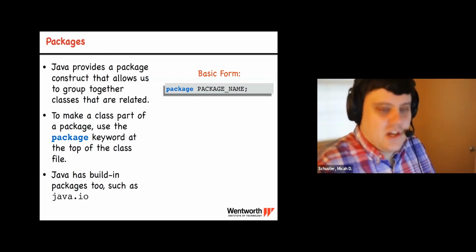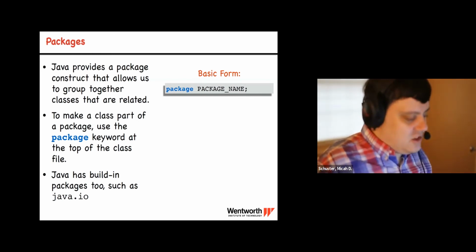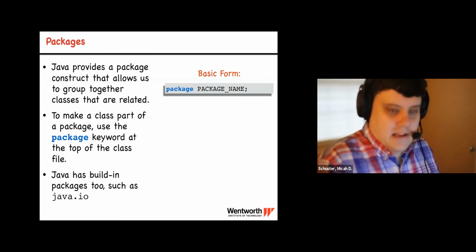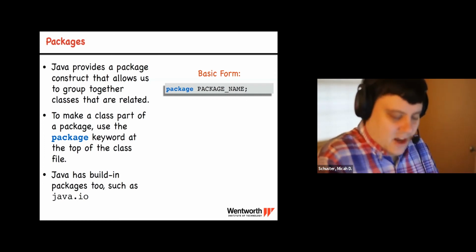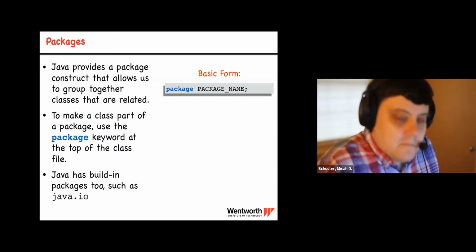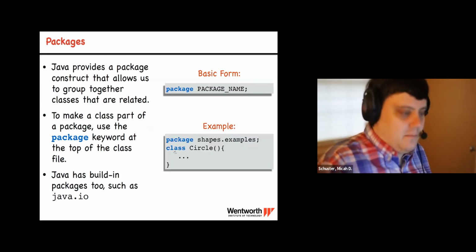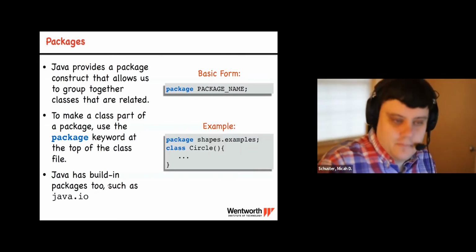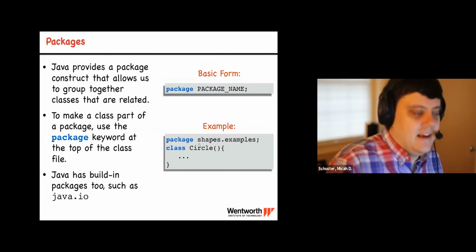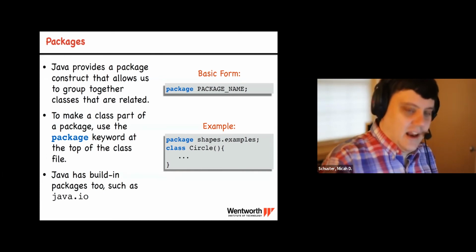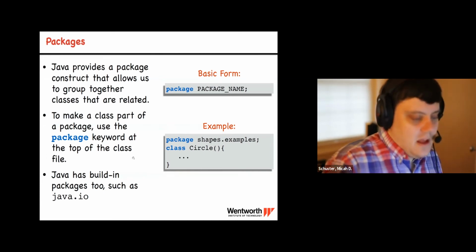Maybe you make a whole bunch of shape classes, and you decide, well, these should all be part of the same package because they're similar classes. They all have similar uses. Okay, you could make a shapes package. So something like this, for example. So we have a circle class, and it's in this package called shapes.examples, for instance.